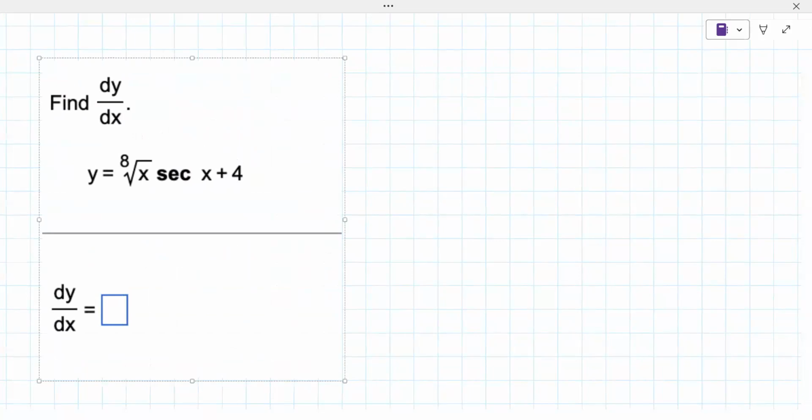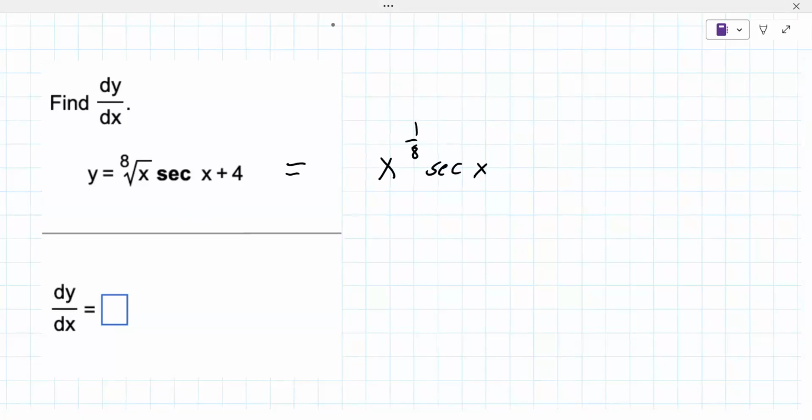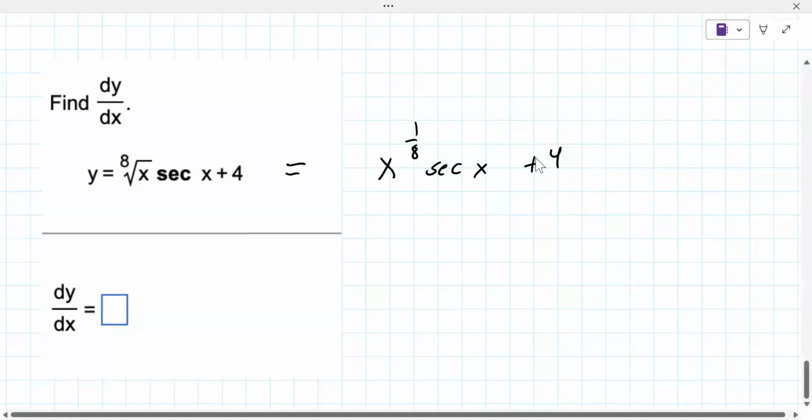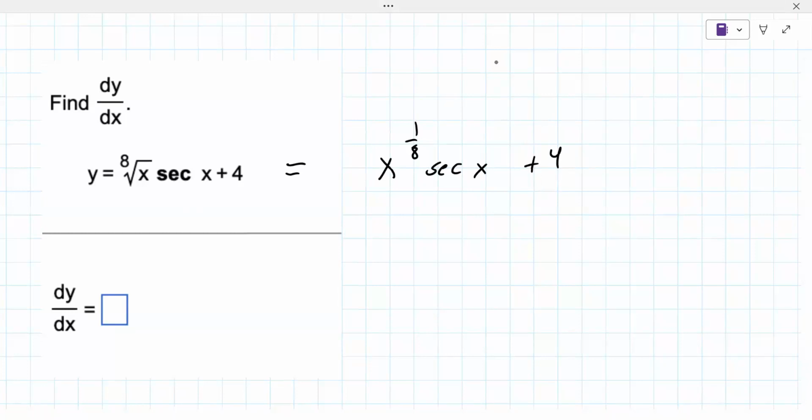All right, let's see here. So a rewrite might be in order here, x to the 1/8, secant x plus 4. So the easy thing here is the derivative of a constant on the right here. What is the derivative of a constant? It's 0. And here, this is going to be product rule, f and g. F is x to the 1/8, g is secant x.